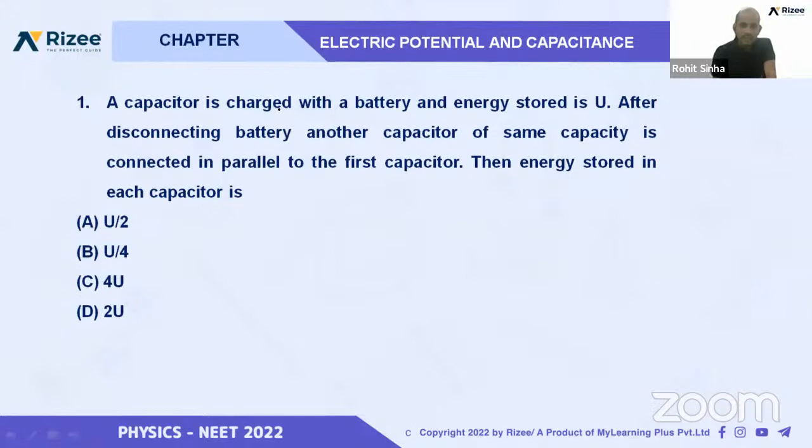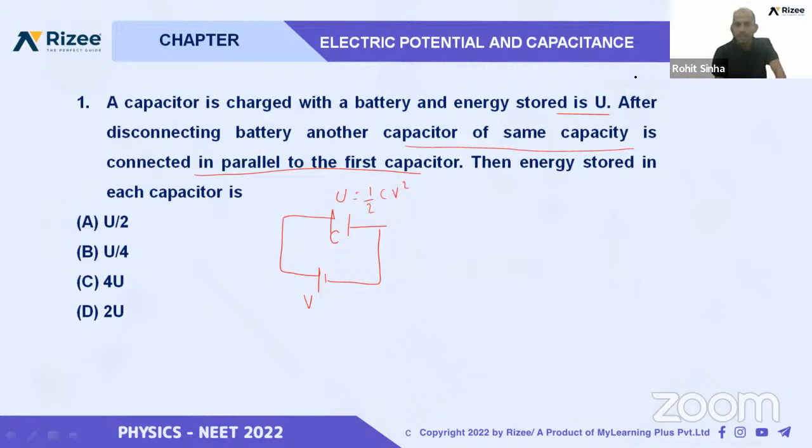What is it telling? It is telling that a capacitor is charged by a battery, and another capacitor of the same capacity is connected in parallel with the first capacitor. Then the energy stored in each capacitor will be? So let us see. It is given that the capacitor has energy U. Let its capacitance be C. Now let us assume it is connected to a battery of V voltage. That means U is equal to half CV squared, like this.